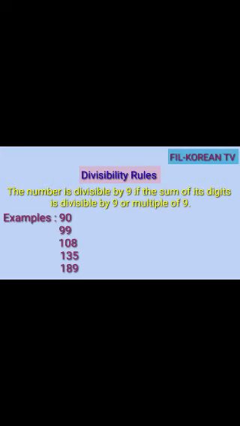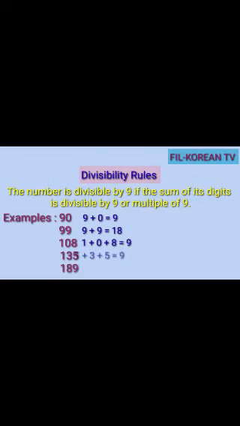Okay, tingnan natin. I-plus natin yung digits ng bawat number. Yung 90, 9 plus 0 equals 9. Okay, yung 9 pwedeng ma-divide sa 9. Kaya ang 90 divisible by 9. Yung 99 naman, 9 plus 9 equals 18. Ang 18 pwedeng i-divide sa 9, kaya ang 99 divisible by 9. Ang 108 naman, ipa-plus natin ang digits, 1 plus 0 plus 8 equals 9. Ang answer na 9 ay pwedeng ma-divide sa 9, kaya ang 108 ay divisible by 9.